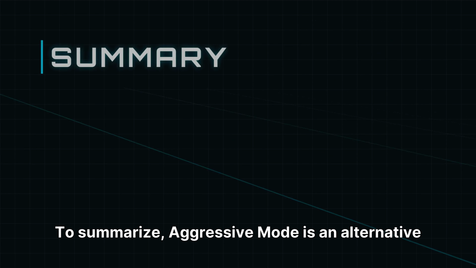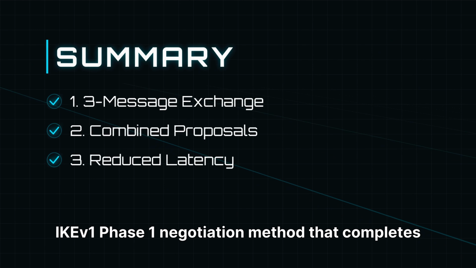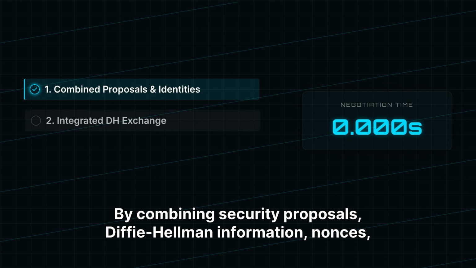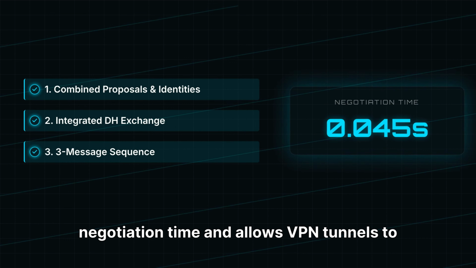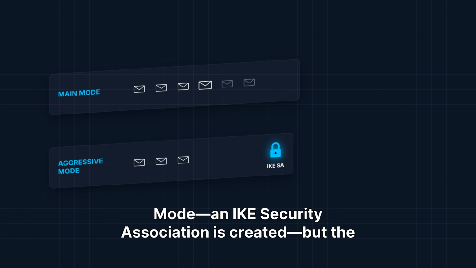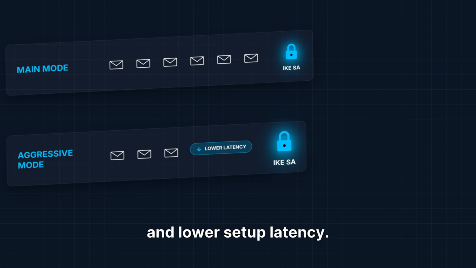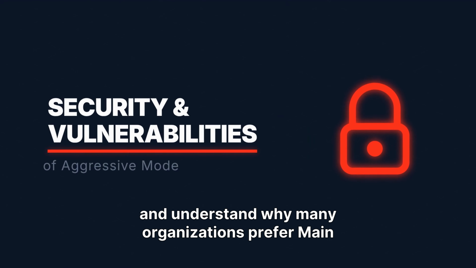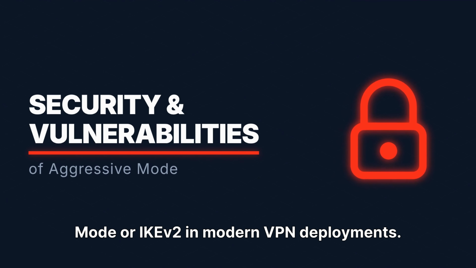To summarize, Aggressive Mode is an alternative IKEv1 Phase 1 negotiation method that completes the exchange in just 3 messages. By combining security proposals, Diffie-Hellman information, nonces, and identities into fewer packets, it reduces negotiation time and allows VPN tunnels to be established more quickly. The result is the same as Main Mode. An IKE Security Association is created, but the process is completed with fewer message exchanges and lower setup latency. In the next video, we'll focus entirely on the security aspects of Aggressive Mode and understand why many organizations prefer Main Mode or IKEv2 in modern VPN deployments.